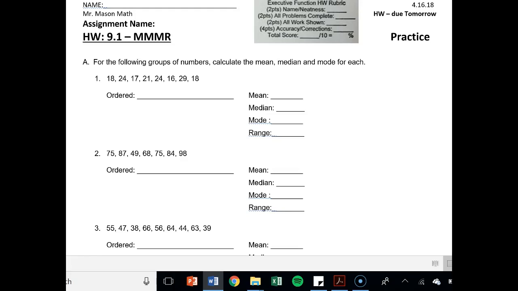Welcome to homework 9.1, mean, median, mode, and range. Practice homework due tomorrow. So the first thing you always want to do with the data set when you're trying to calculate mean, median, mode, and range is order them from least to greatest. So in problem number 1, let's go ahead and do that.